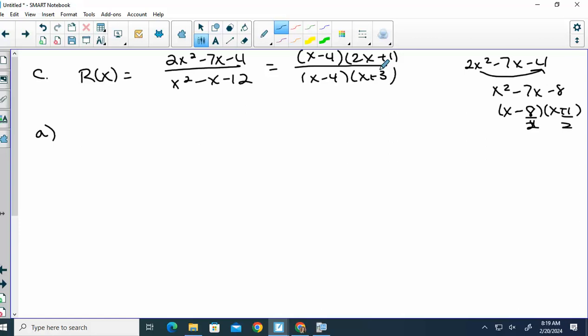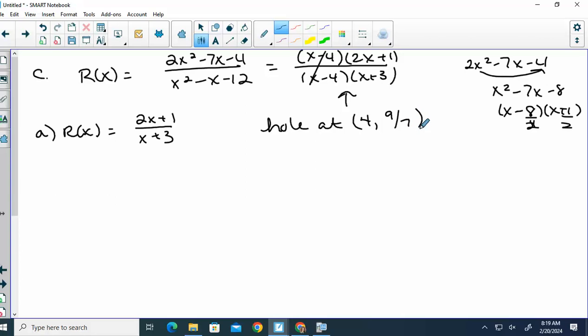So, when something cancels, remember that gives us a hole in our graph. So the rational function that we're going to look at is the reduced one. But when that cancels, we know there is a hole. The x value is from the x minus 4. What makes x minus 4 equal 0? 4. Then to get the y, you plug 4 into what's left. So 2 times 4 plus 1 will be 9. 4 plus 3 is 7. Does everyone understand how we get the location of that hole?